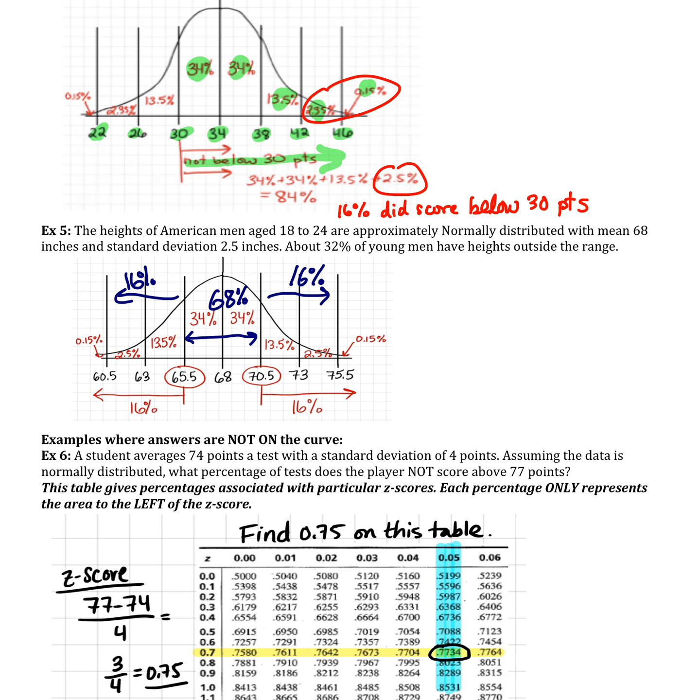Since things are symmetrical, it makes sense that if 68's in the middle, that you can cut off the remaining 32% into 2 equal pieces, 16 and 16. So the two numbers that mark those spots are 65.5 and 70.5.